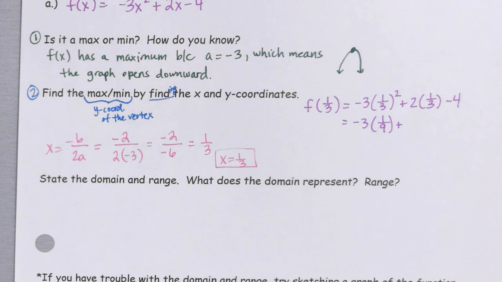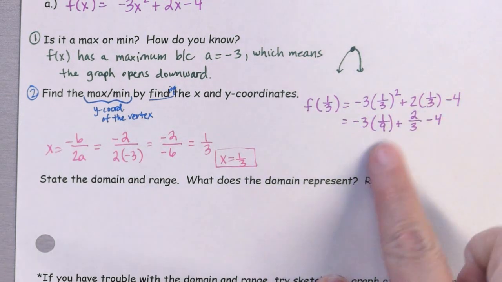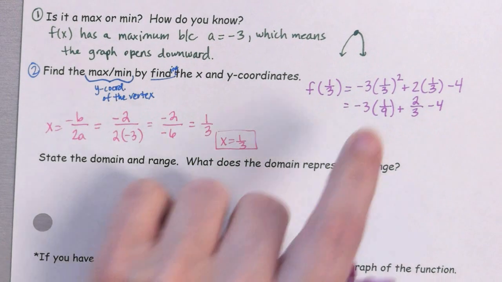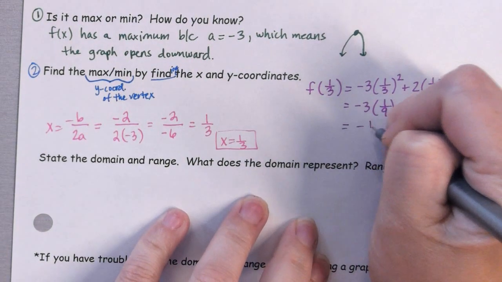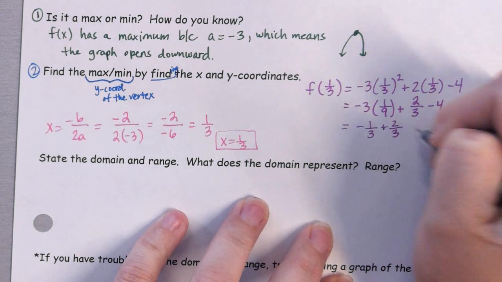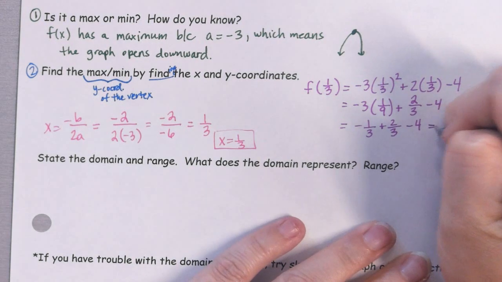Okay, so 2 times 1/3 is 2/3. Okay, and then with this one, if I were to multiply, I'd have negative 3 over 9. What is that going to reduce to? Yeah, negative 1/3. So I'm just going to do negative 1/3 plus 2/3, which this makes me happy. Why? They have a common denominator, right? So I don't have to do anything. Just negative 1/3 plus 2/3 is 1/3.